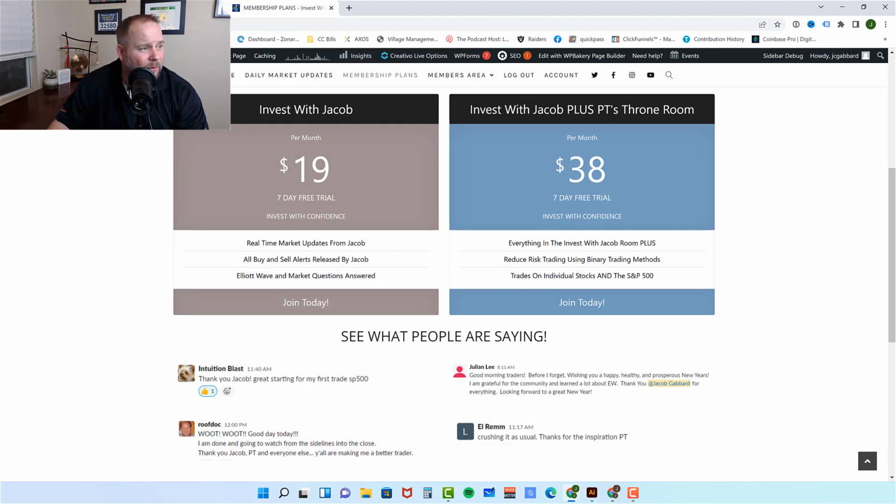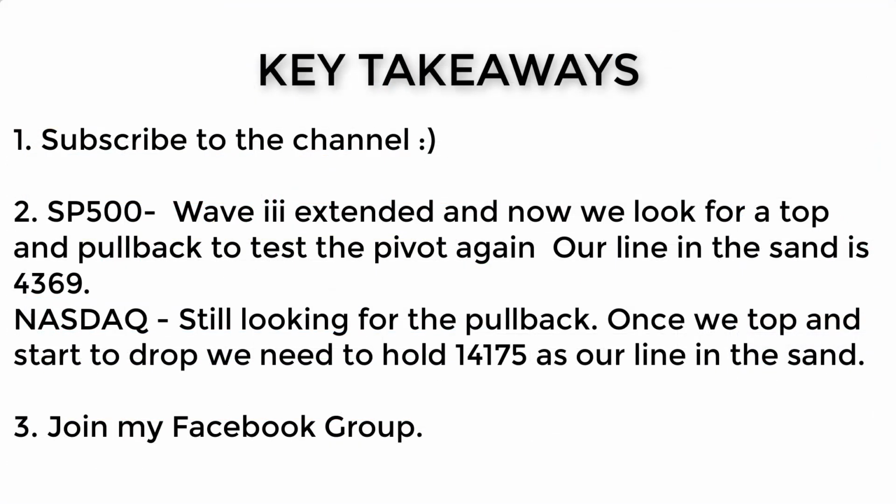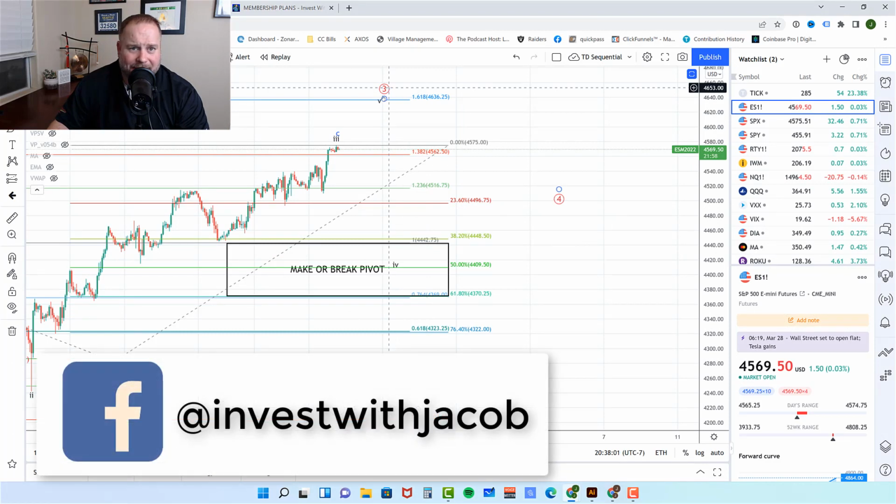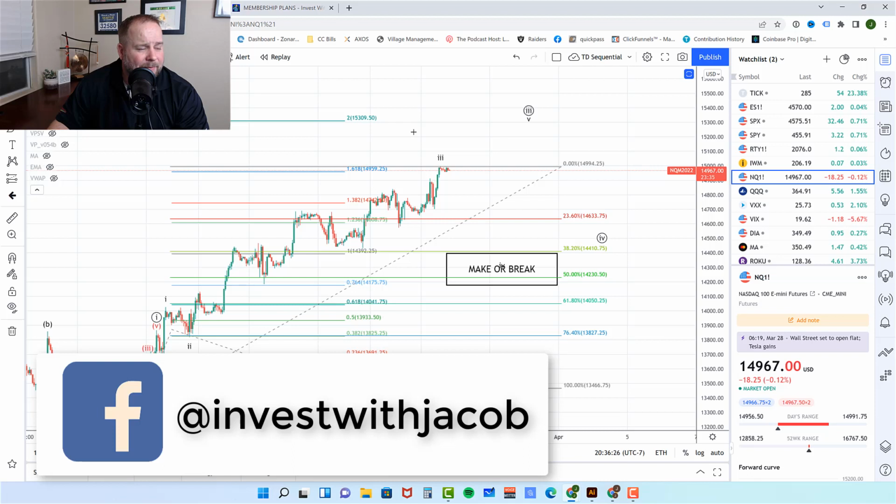All right, guys, key takeaways for today. We are going to see if the bulls are running out of steam or not. So far, they have had plenty of energy off of that low. We need them to come back and test the pivot. But if they do want to continue pushing higher, the next target up is 46.36. And at that point, we may consider that being all of wave 3, just depending on how we pull back from that area. Over on the NASDAQ, same type of situation.